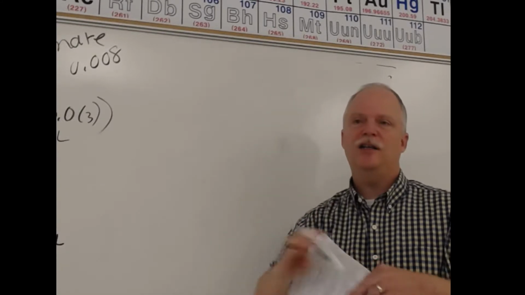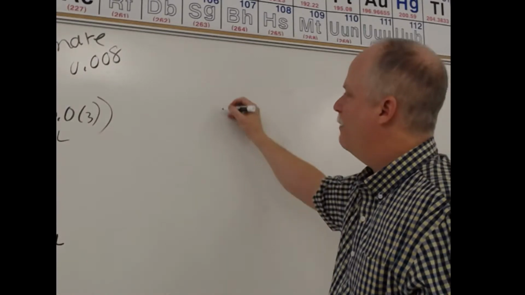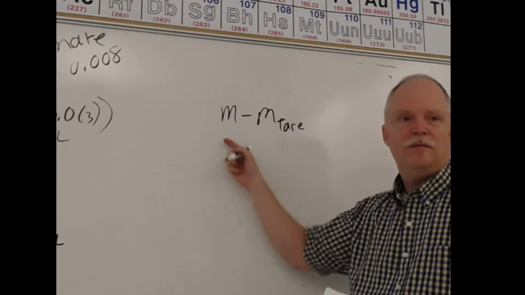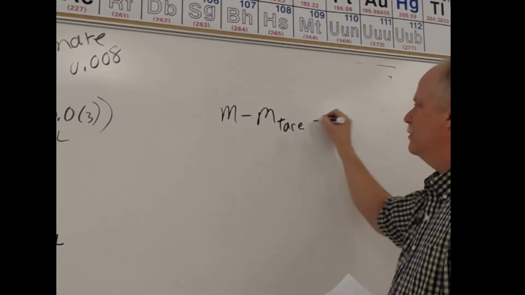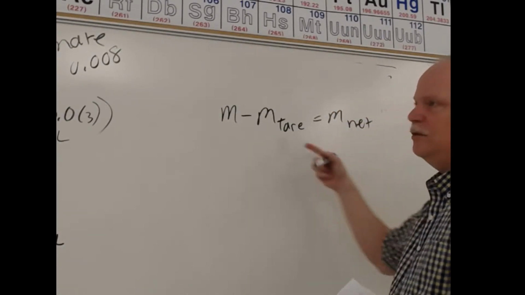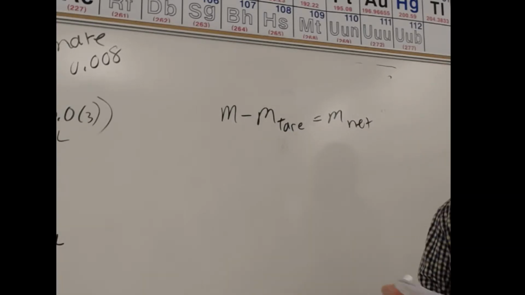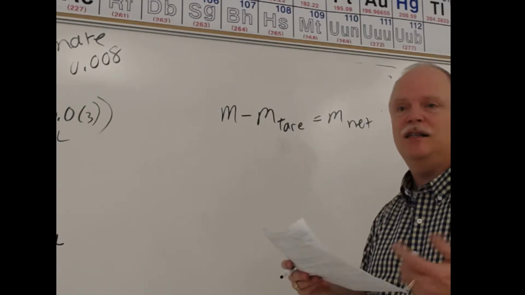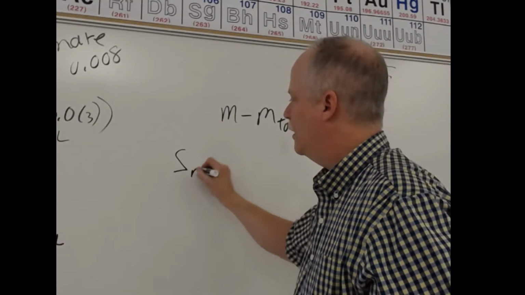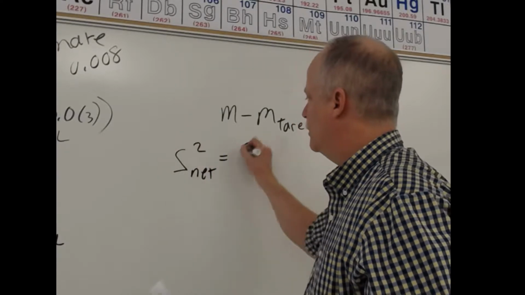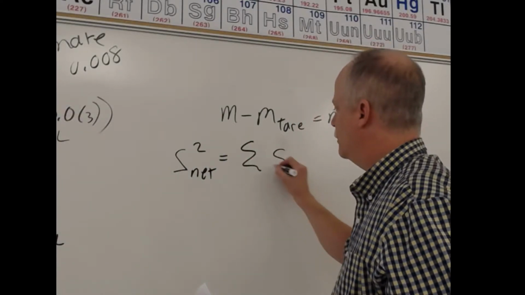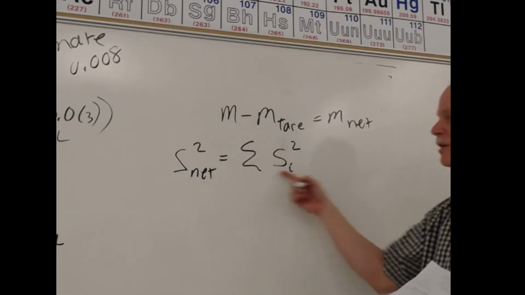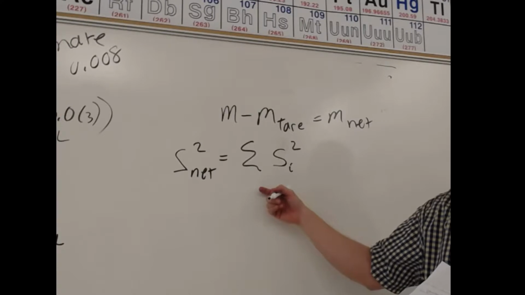So we have addition and subtraction. So you might say we have m minus m tare to give our net result equals m net. And so whenever we're measuring out using a balance or scale, we're actually taking a difference. And so in those cases, the uncertainty net squared is equal to the sum of all the uncertainties squared. So this is for addition and subtraction. We use this error propagation formula.